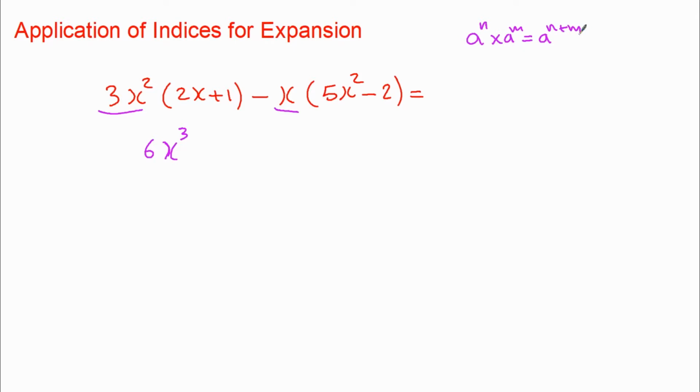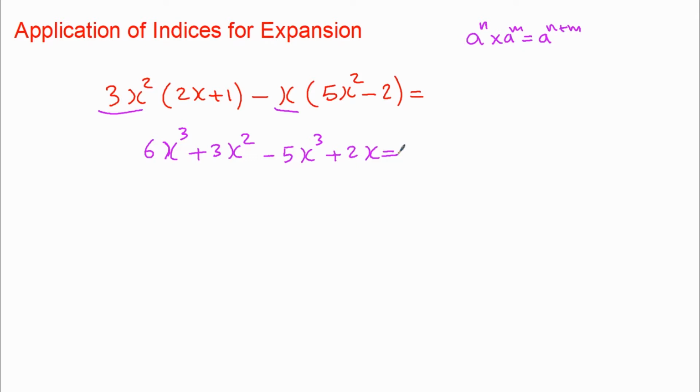In the same way, times 1 would be plus 3x squared. And this time we are again multiplying by minus x. So minus x times 5x squared would be minus 5x cubed. And then we have minus x times minus 2 would be plus 2x. And that would be equal.